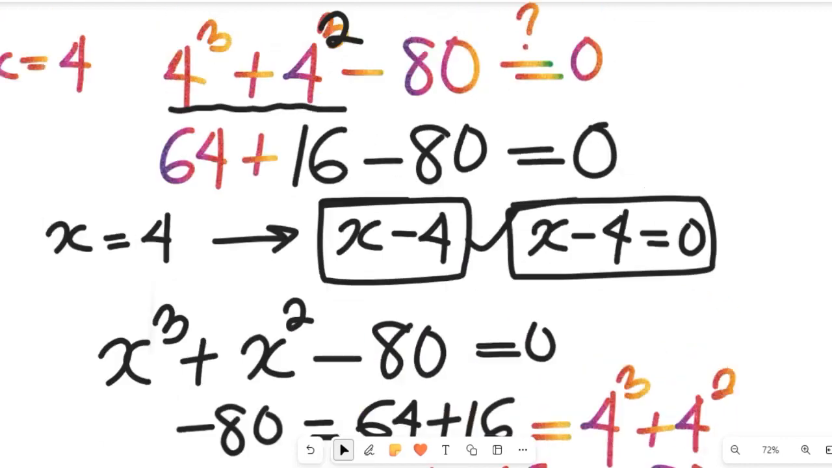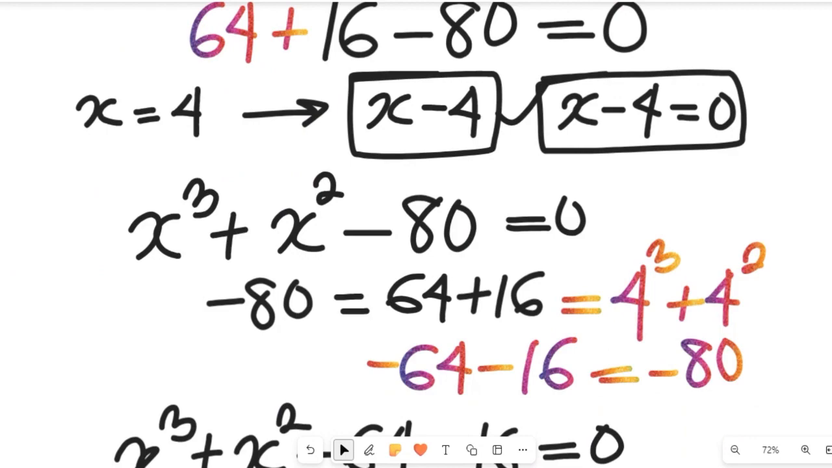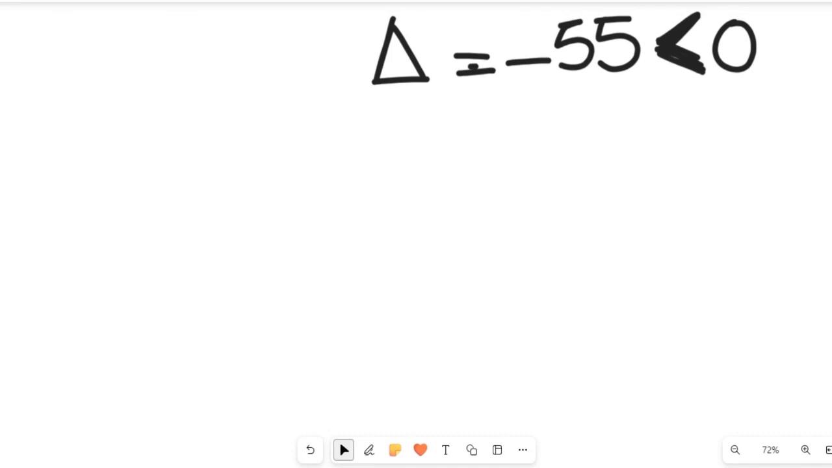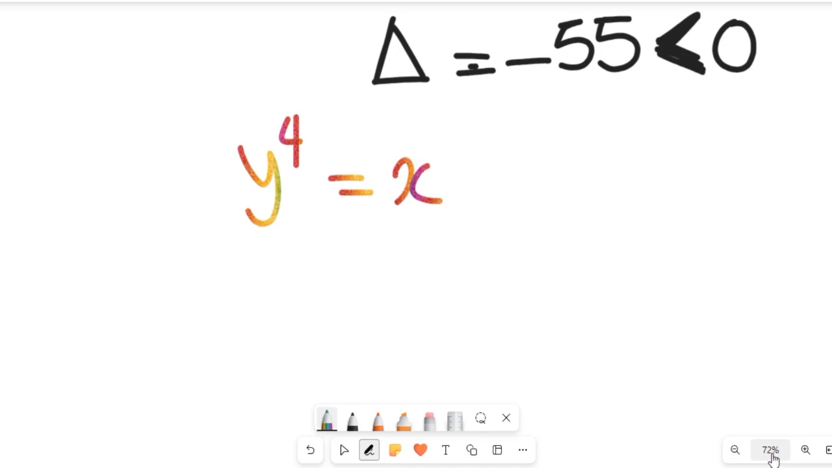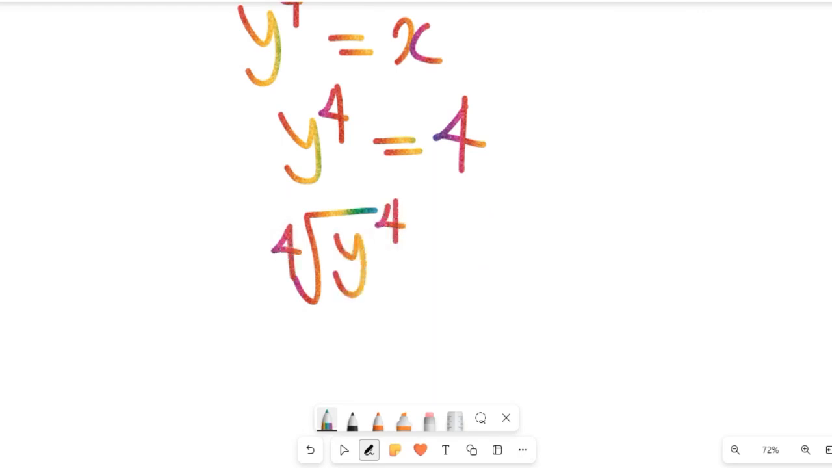Now let's take our way back. Remember, we made y to the power of 4 equal to x, and we are asked to find the real values of y. So to find the real values of y, we have y to the power of 4 equal to x, and x is equal to 4. So y to the power of 4 is equal to 4. So we'll take the fourth root of both sides.